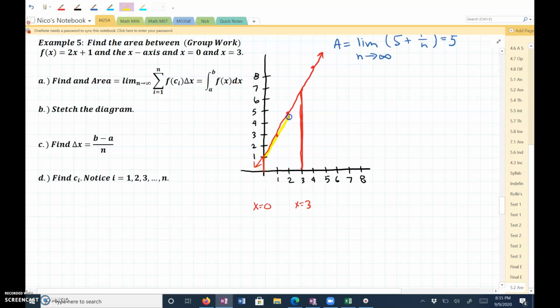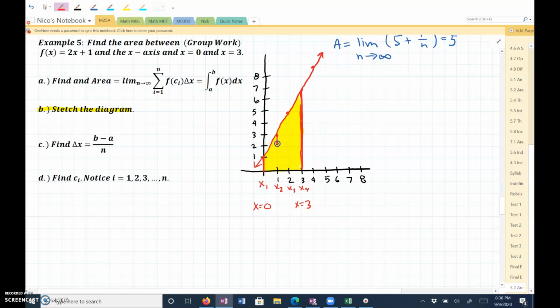So finding the area of this region here, so we've done B, we've sketched the diagram. Next, let's find delta x. Remember, this would be x sub 1, x sub 2, x sub 3, x sub 4, and really depending on what n is, we could have an infinite number of these x subs.